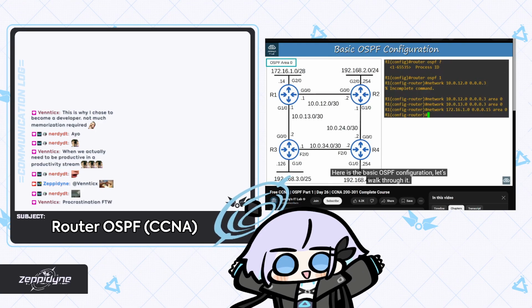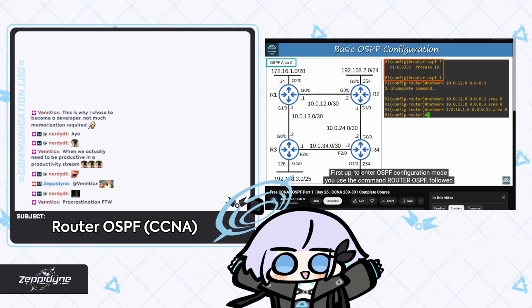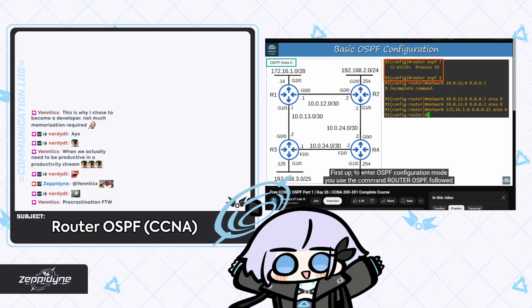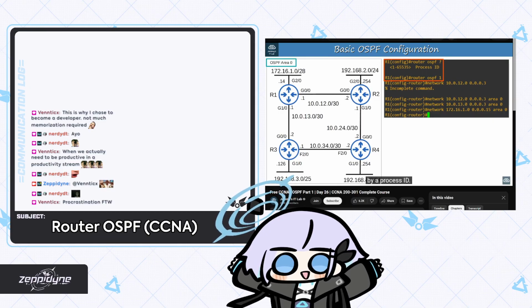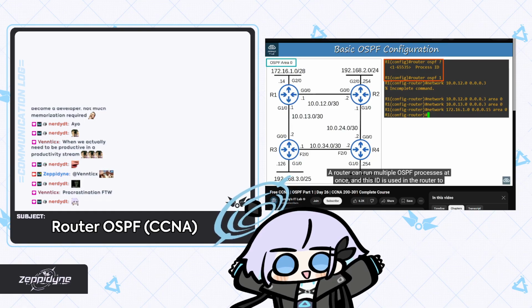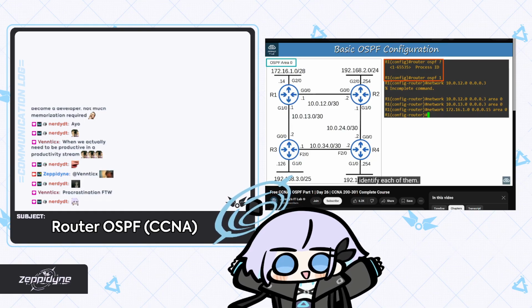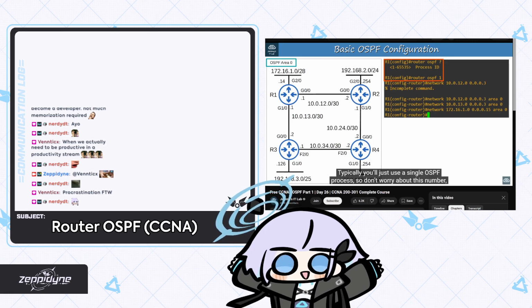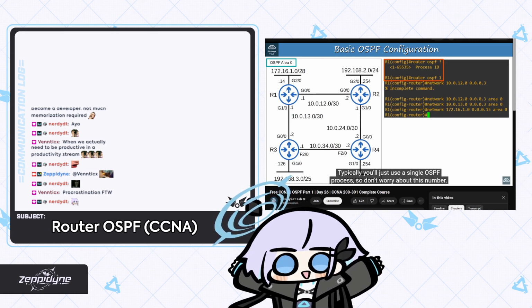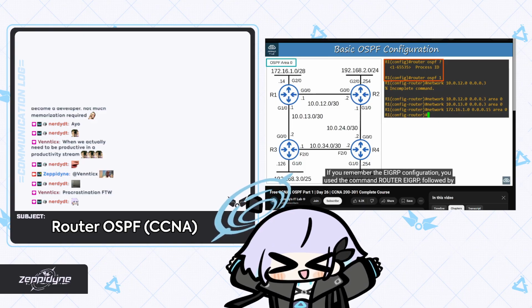So let's configure OSPF on R1. Here is the basic OSPF configuration. Let's walk through it. First up, to enter OSPF configuration mode, you use the command router OSPF followed by a process ID. A router can run multiple OSPF processes at once, and this ID is used in the router to identify each of them. Typically, you'll just use a single OSPF process, so don't worry about this number. I chose 1.